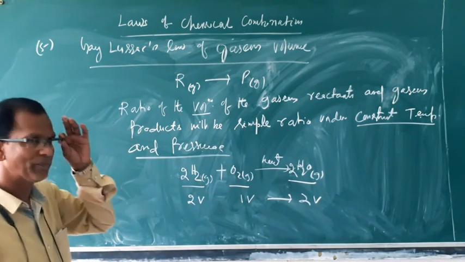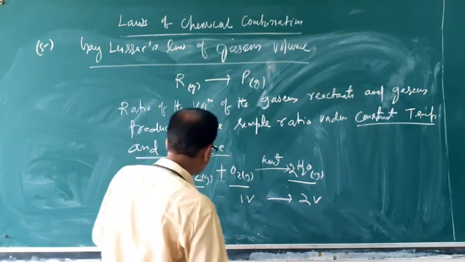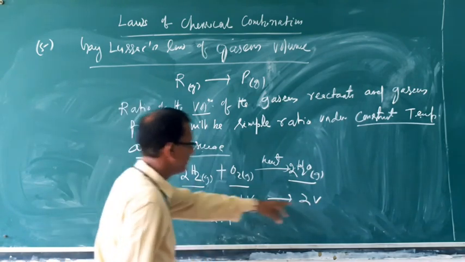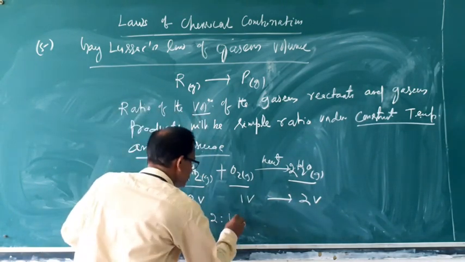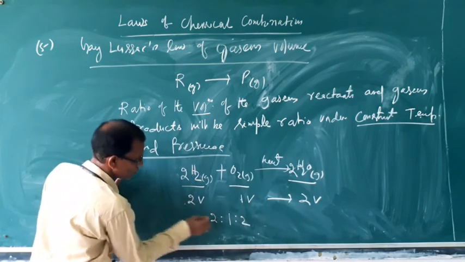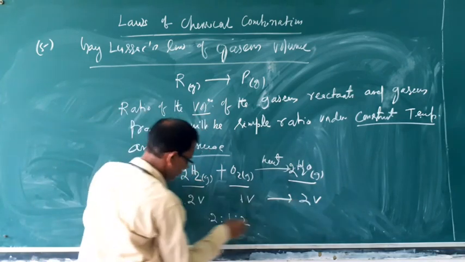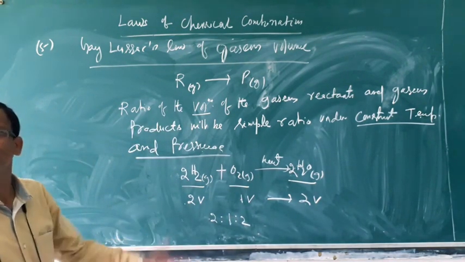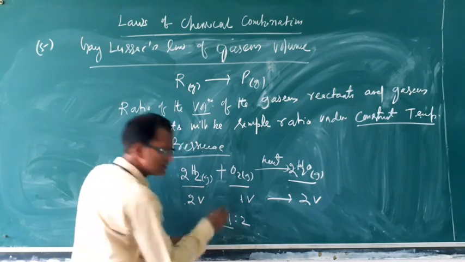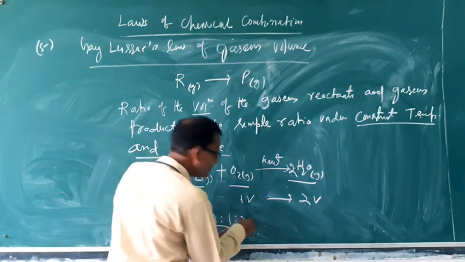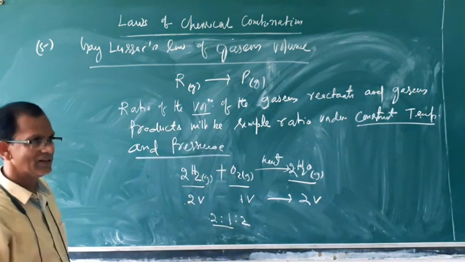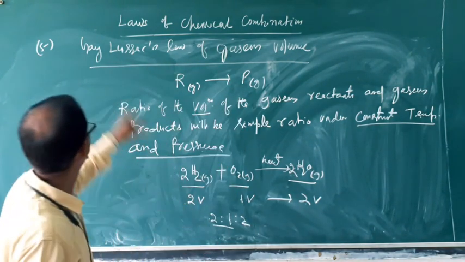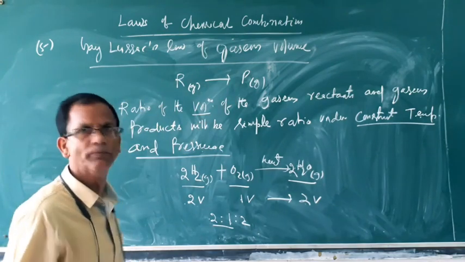Then what is the ratio? The ratio here is 2:1 for the reactants, and the product is 2. So 2:1 is to 2. Just like a simple ratio. 2:1 is simple and 1:2 is also simple. That's why it satisfies the Gay-Lussac law of gaseous volume.